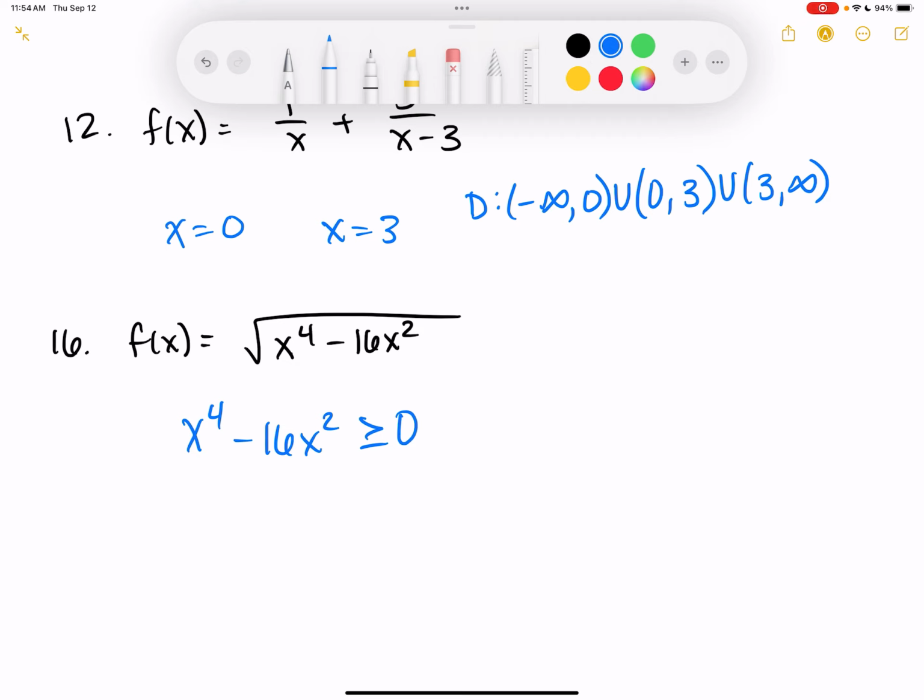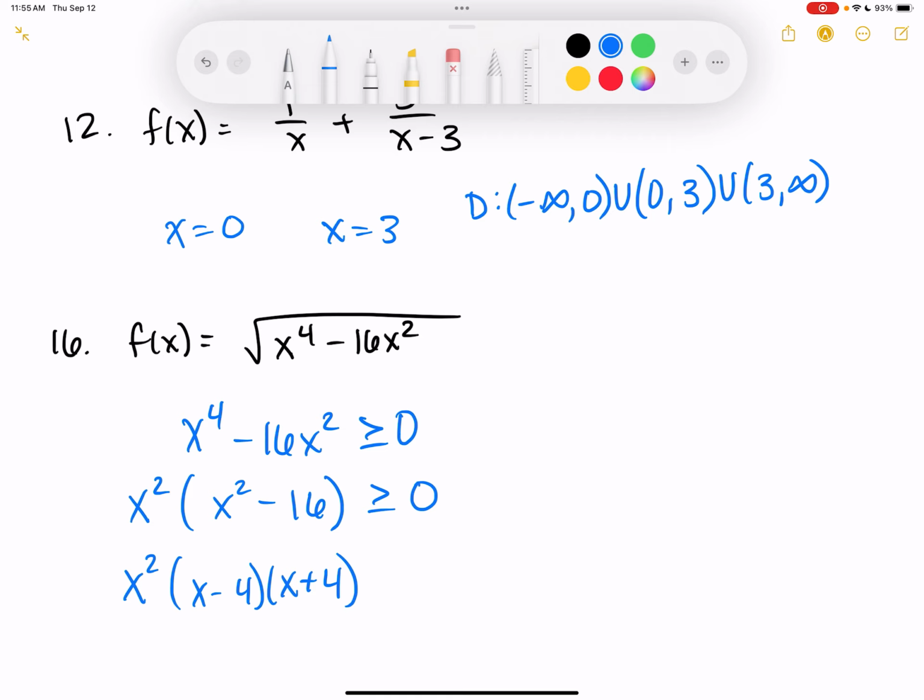So, what do both pieces have? X squared. I'm going to factor that out first. Leaves me with x squared minus 16 greater than or equal to 0. What does this factor into? It's a special type. x minus 4 and x plus 4. So I have x squared times x minus 4 times x plus 4 greater than or equal to 0.